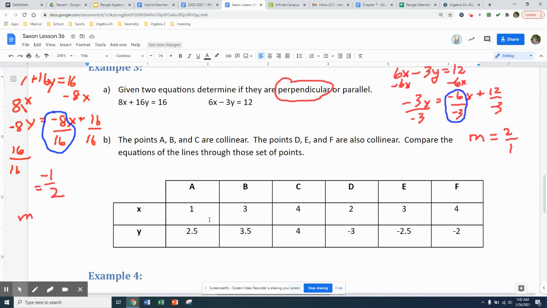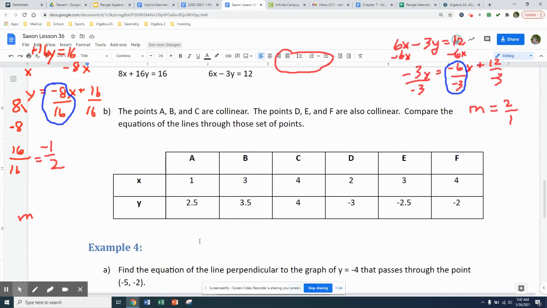Heading down to part B, it says A, B, and C are collinear. D, E, and F are collinear. Compare the equations through these points. So again, we're going to look for whether or not we have parallel or perpendicular lines. So what we could do here is just pick out 2 points and look at what the slope is.